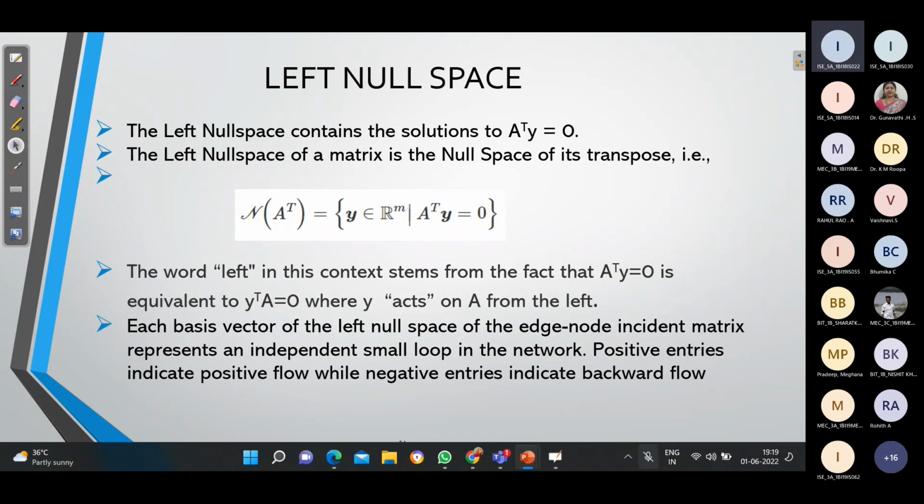Each basis vector of the left null space of the edge-node incidence matrix represents an independent small loop in the network. As I said, there are smaller loops in that network. In the earlier diagram, we could see two loops. The positive entries indicate positive flow, while the negative entries indicate backward flow.